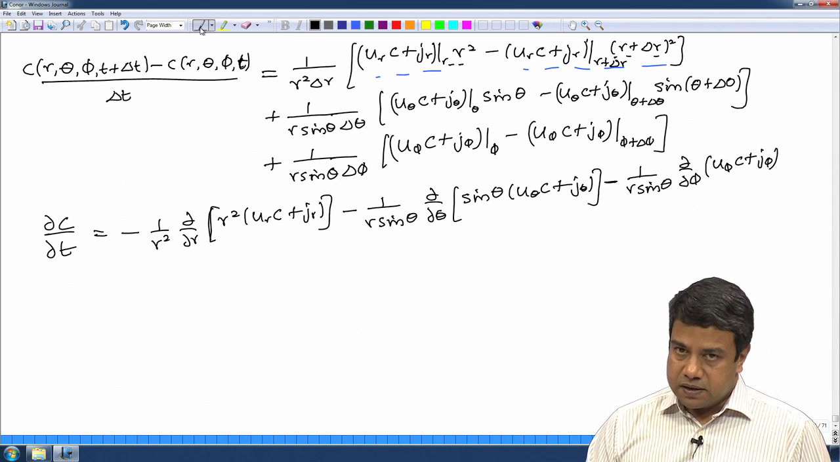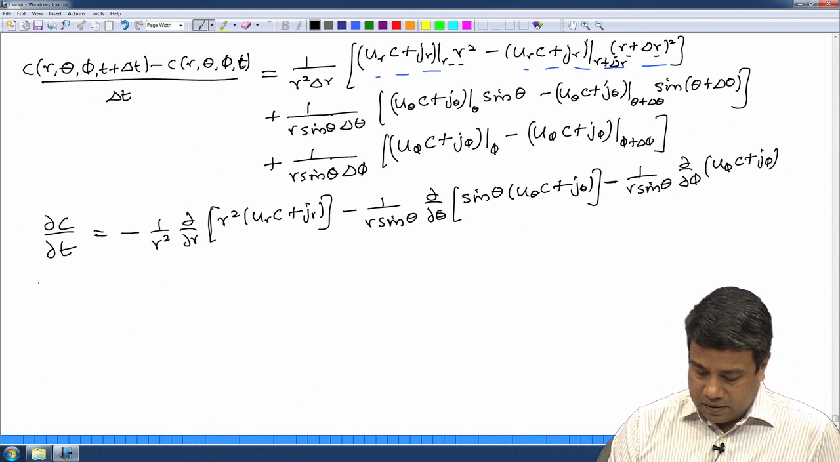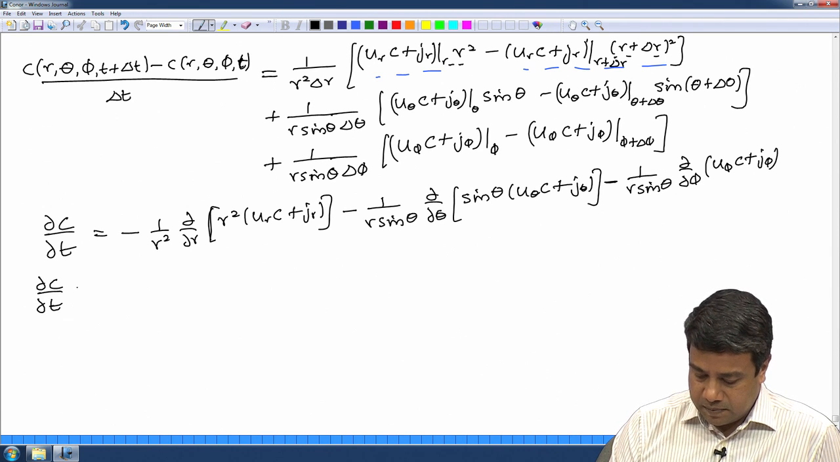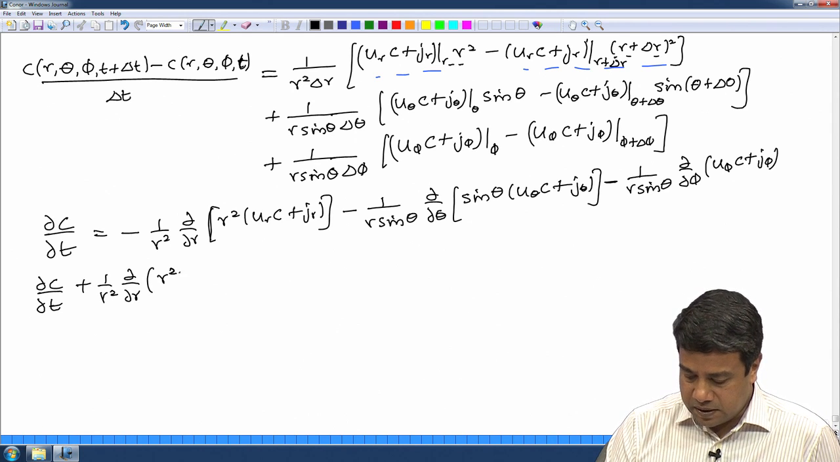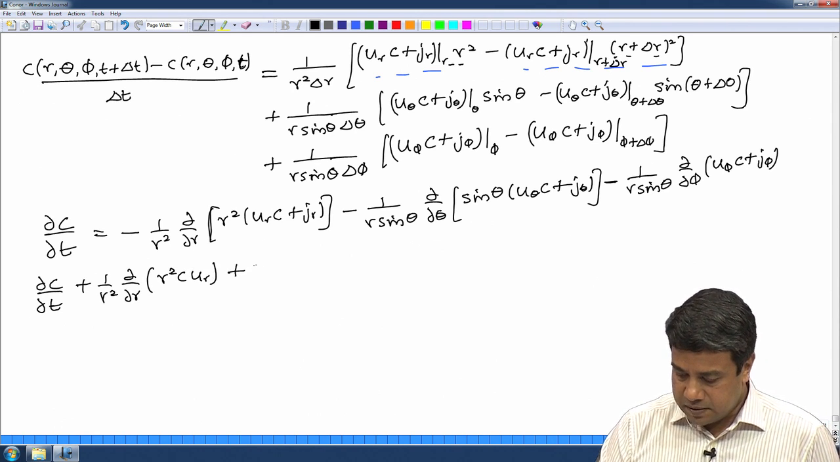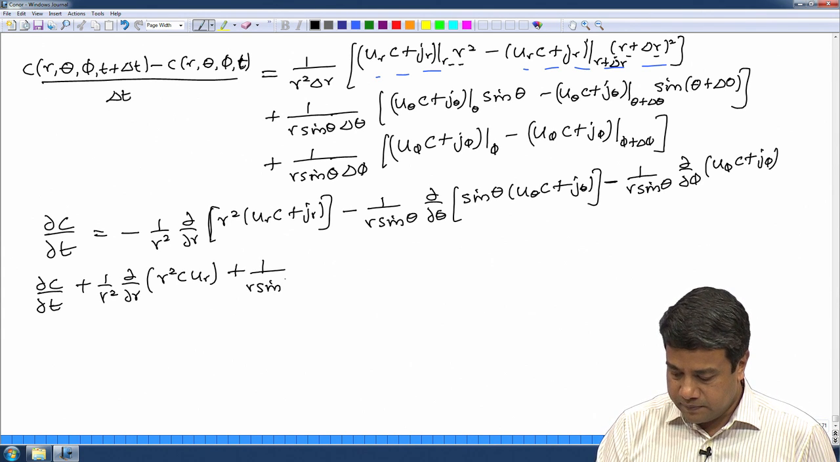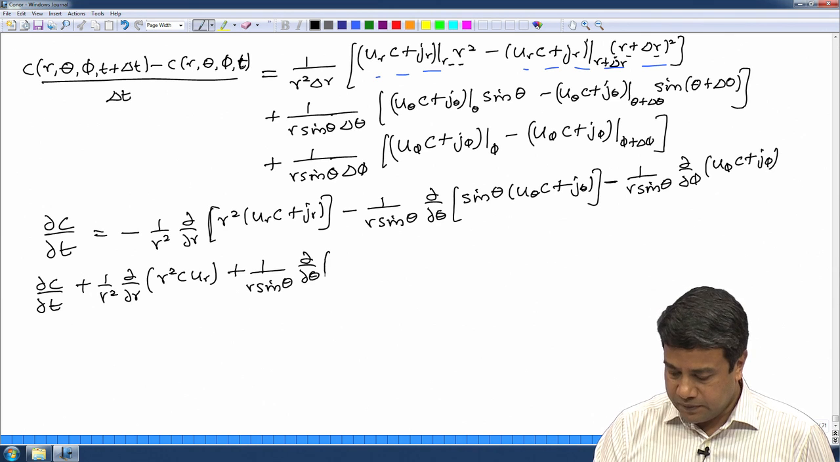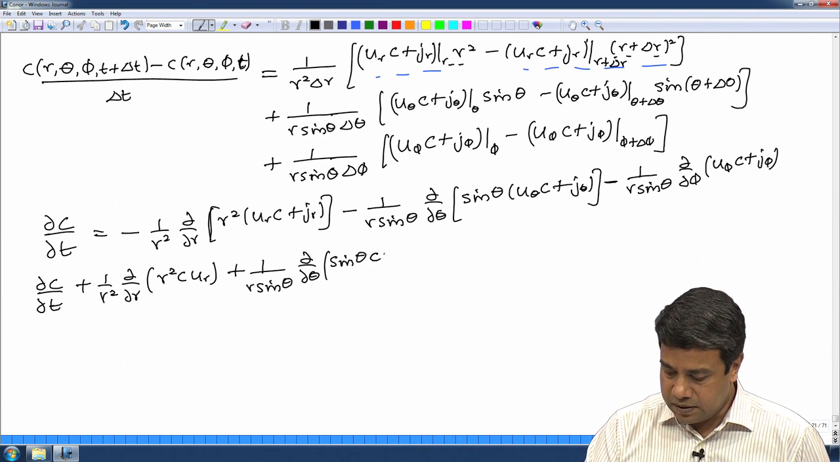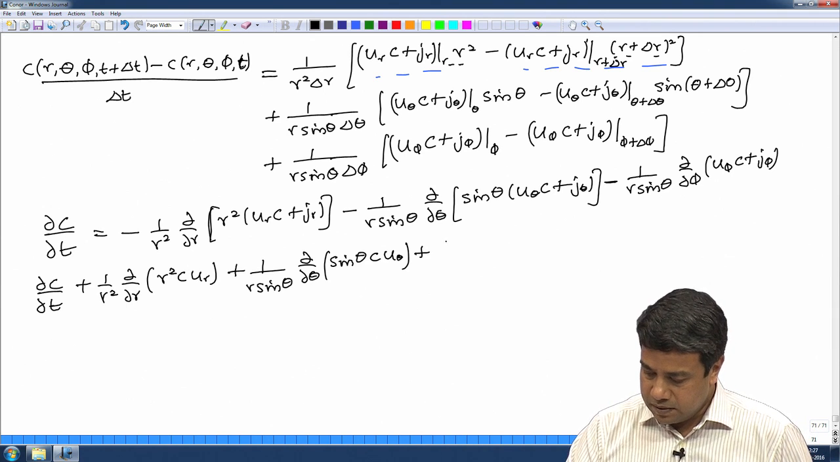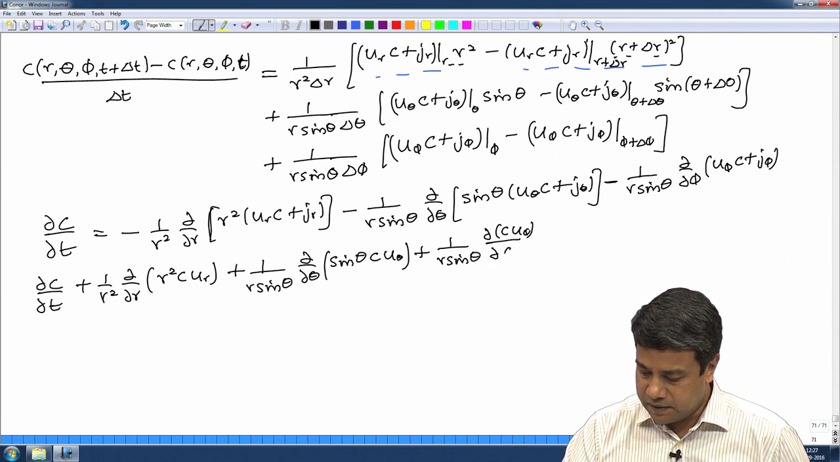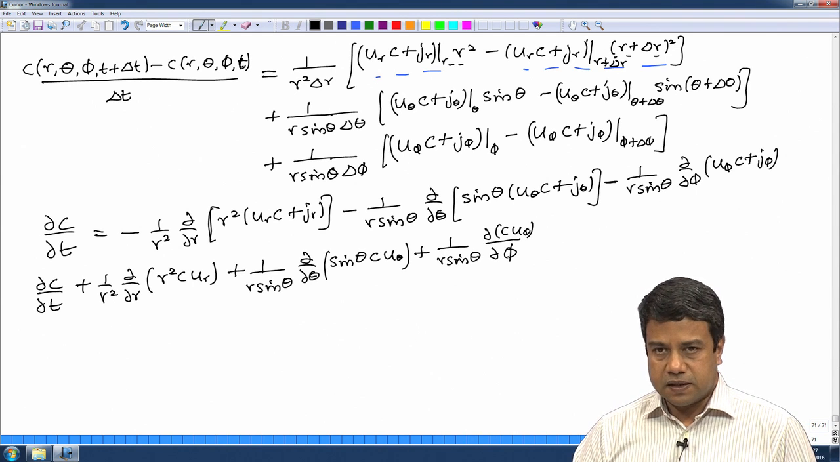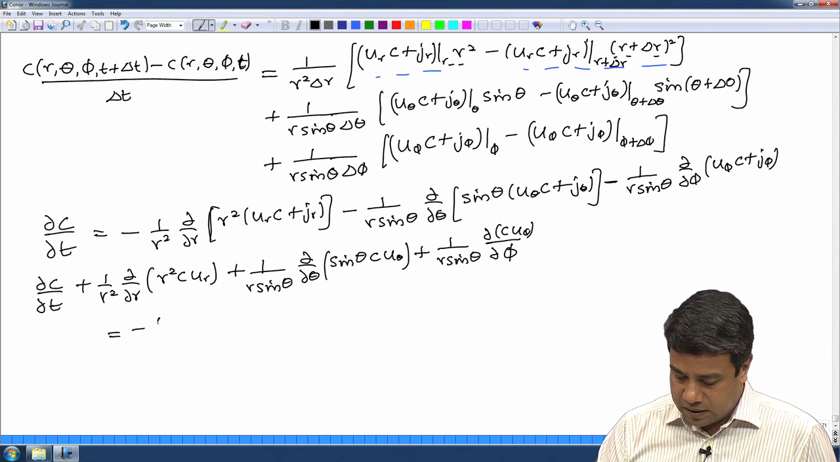Once again, I can take the convection terms to the left and the diffusion terms to the right. Partial c by partial t plus 1 by r square d by dr of r square c u r plus 1 by r sin theta d by d theta of sin theta c u theta plus 1 by r sin theta partial of c u phi by partial phi. Convection terms on the left, the diffusion terms on the right.